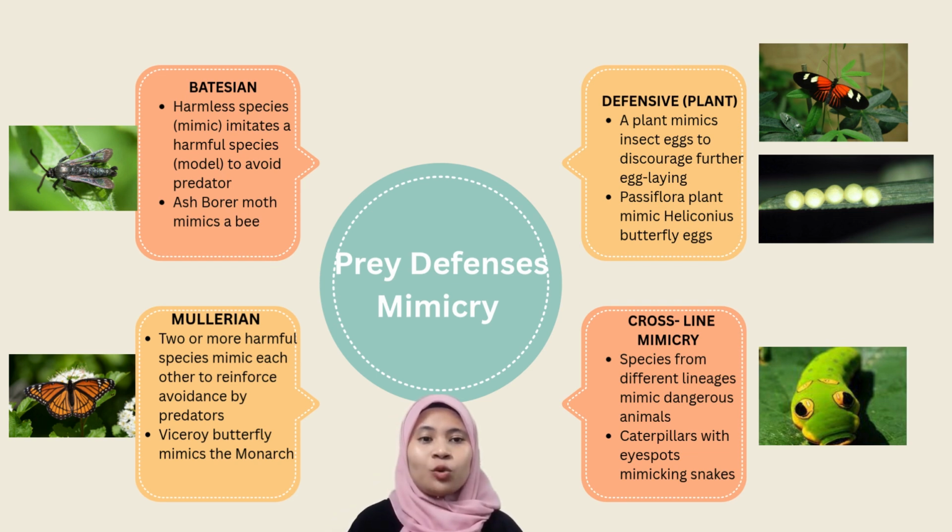Okay, next we go to Müllerian mimicry. In Müllerian mimicry, multiple harmful species evolve to look alike. They team up by sharing a warning signal, helping predators learn faster to avoid them. A good example is the viceroy butterfly and the monarch butterfly. Both are toxic to birds, so their shared appearance strengthens the predator's memory.